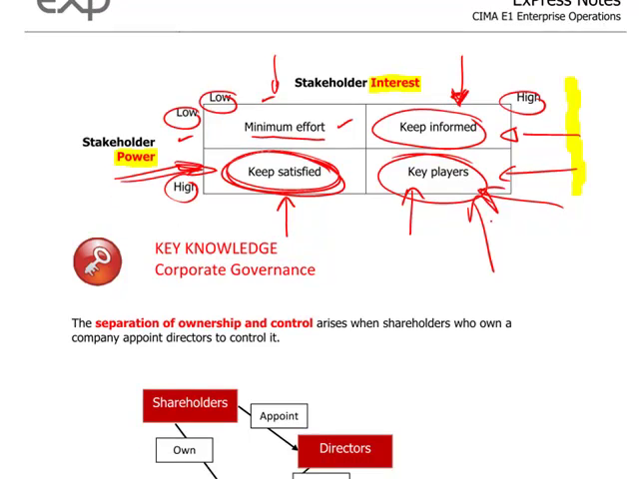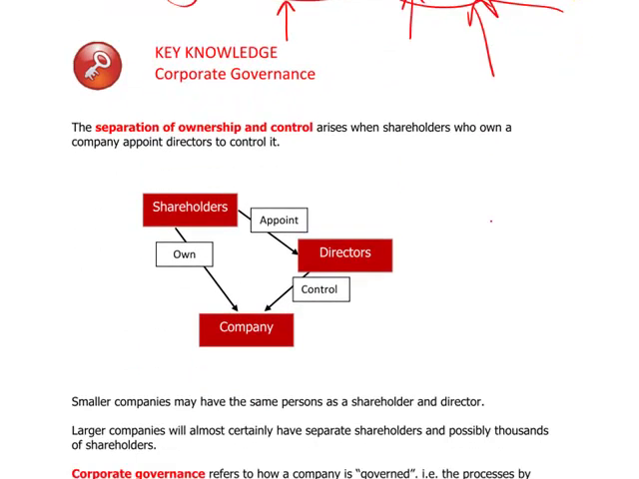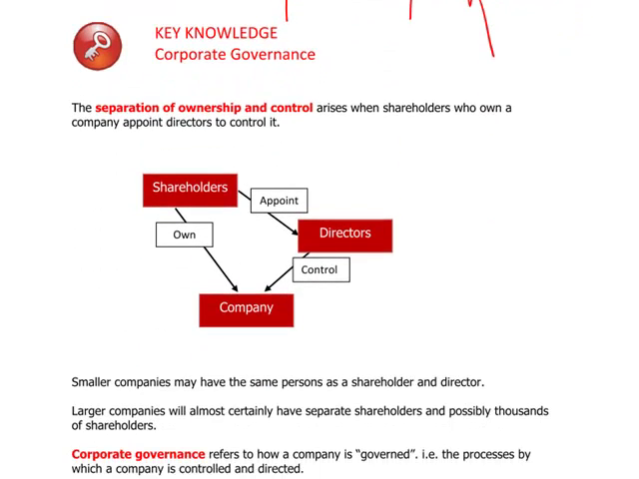Okay, let's move on to another key area of the syllabus, and this is all about corporate governance. Corporate governance: how an organisation is governed. One of the key things here, why this is becoming more and more important, is driven by the separation of ownership and control.